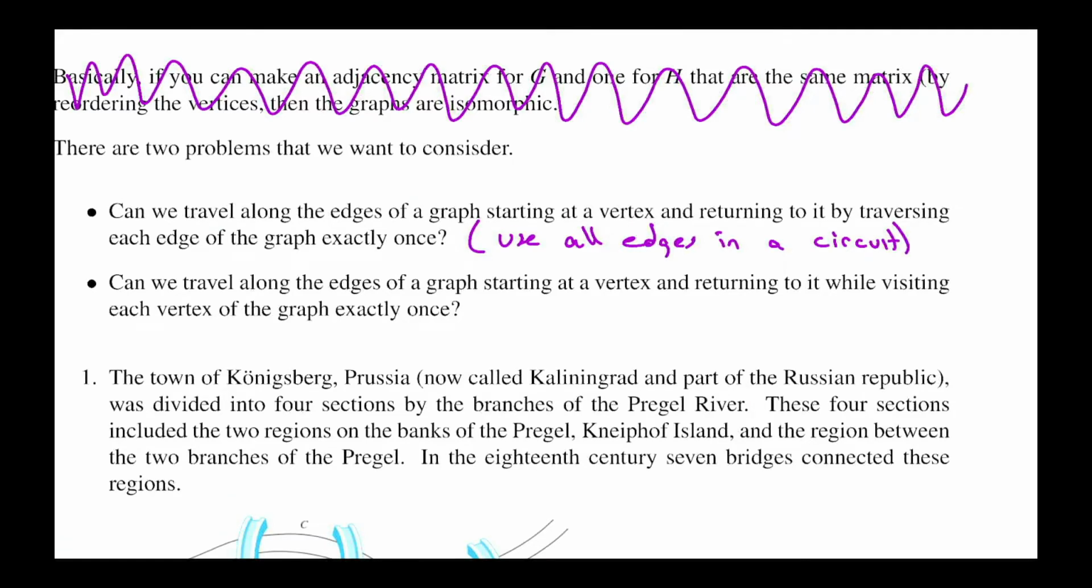And the other question here is, can we travel along the edges of a graph starting at a vertex and return to it by visiting each vertex of the graph exactly once? That's a slightly different problem. So this is just going to be a circuit: visit each vertex in a circuit.